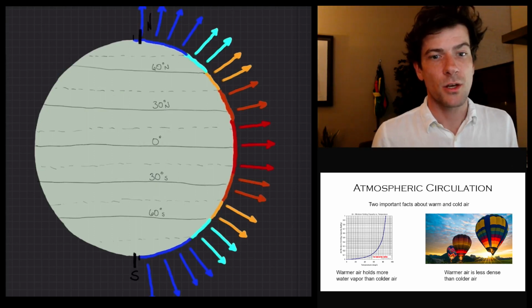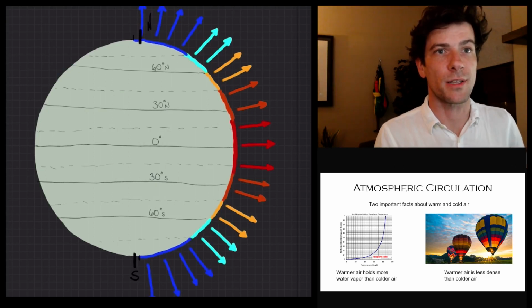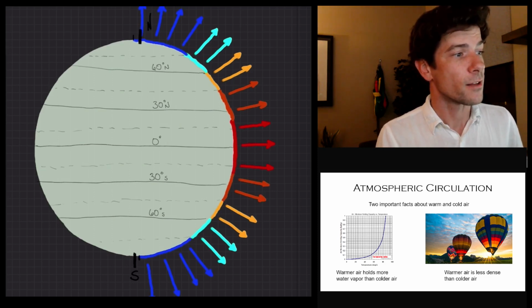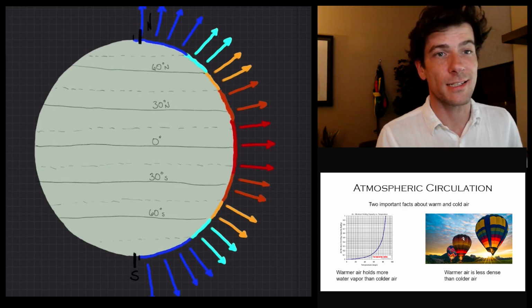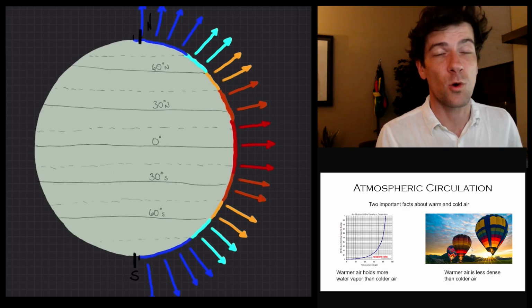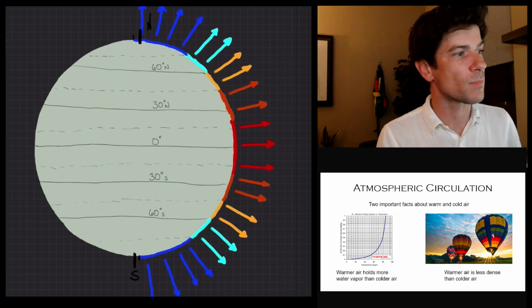Okay, so the next piece we want to build onto this discussion is atmospheric circulation. And there are two really critical components that we need to build up that understanding. The first of those is that warmer air is less dense than colder air. That's true of most substances, that the warmer a substance gets, the less dense it gets.